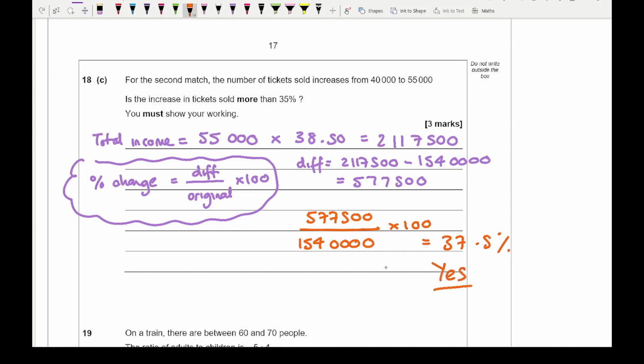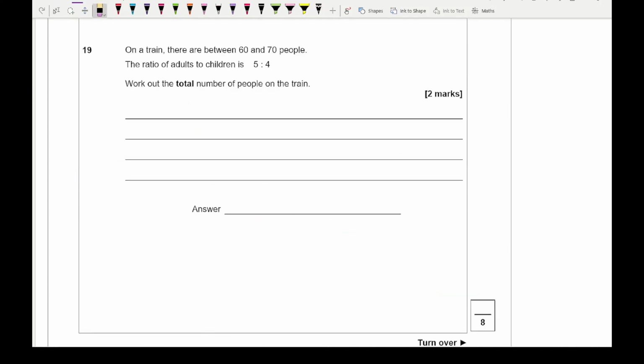The answer is yes. Then moving on to question 19, it says on a train there are between 60 and 70 people. The ratio of adults to children is 5 to 4. Work out the total number of people on the train. For this particular question, there's no sharing of ratios that we need to do, but basically what we know is that we've got 9 parts. Because we can't have a decimal number of people, we need to find a whole number. So what we're looking for is a multiple of 9 between 60 and 70. If you go through the 9 times table, which of those numbers is between 60 and 70? Well, the answer is going to be 63.